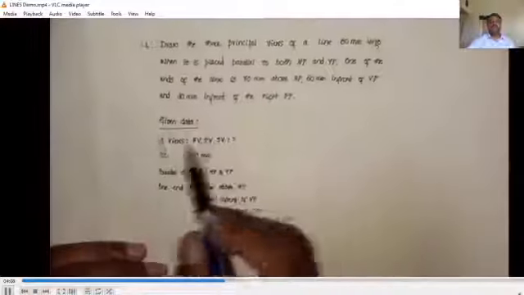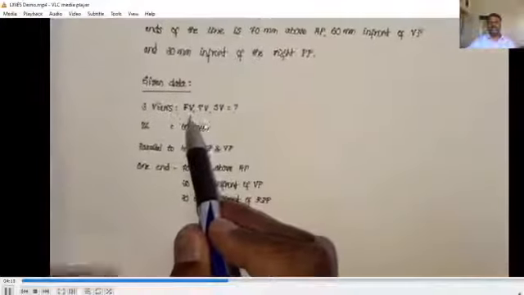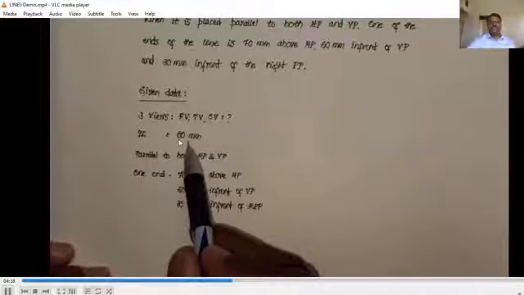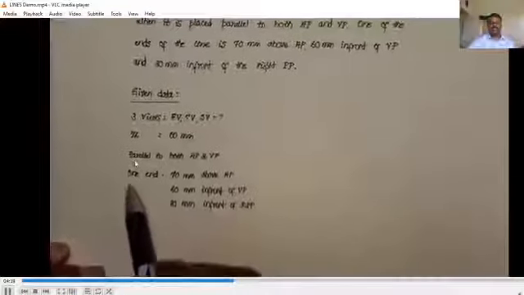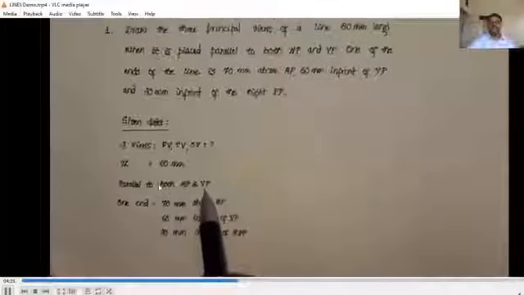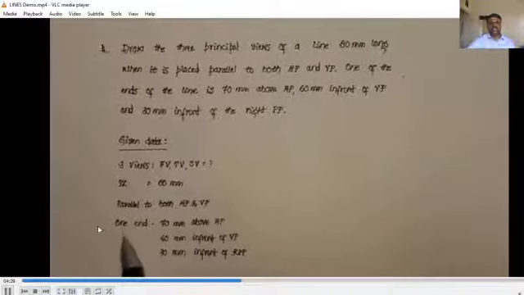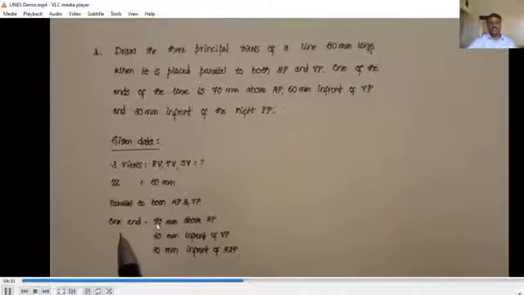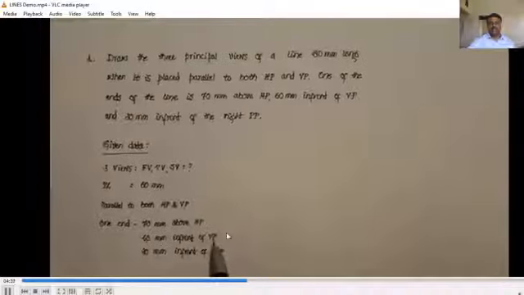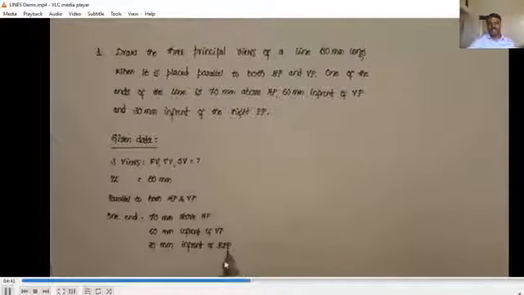Now shortly you can write given data. Three views means front view, top view and side view you have to draw. True length 80 mm is given. Condition you have to write parallel to both HP and VP. So this condition is important to locate the line first. And one end is 70 mm above HP, 60 mm in front of VP, 30 mm in front of right PP.